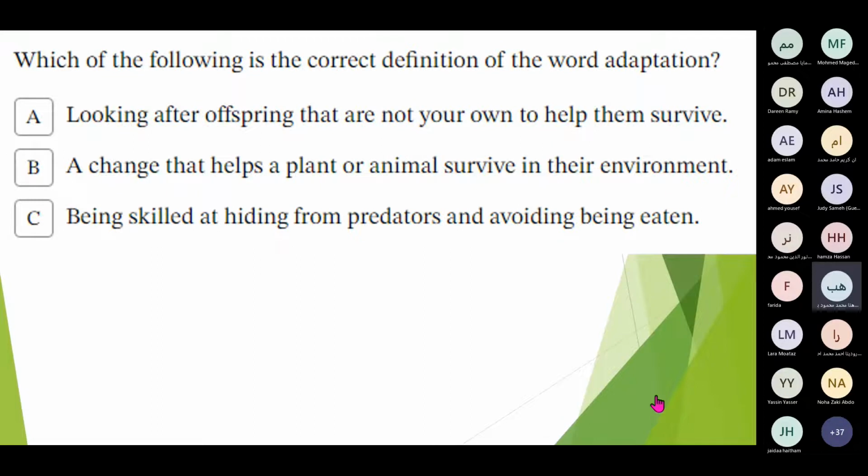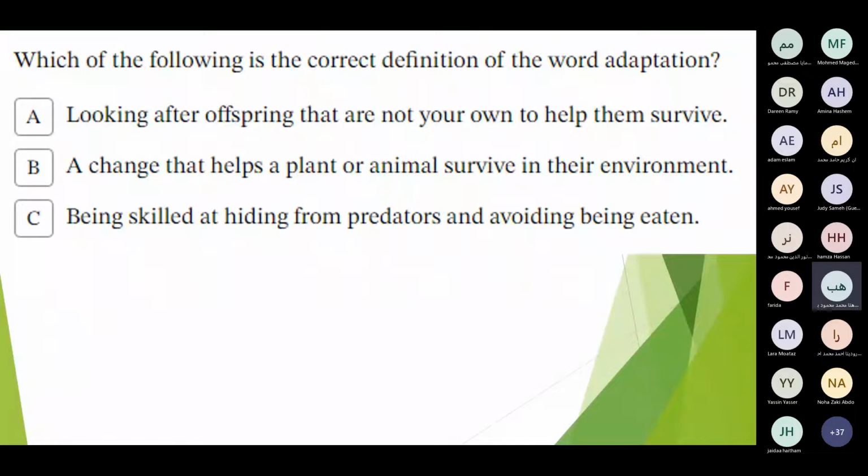Which of the following is the correct definition of the word adaptation? Looking after offspring that are not your own to help them survive. A change that helps a plant or animal survive in its environment. Being skilled at hiding from predators and avoiding being eaten. That means being very smart in hiding from predators.